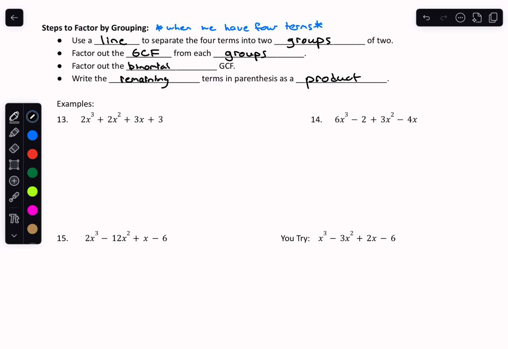All right, so let's do it in number 13. You're going to see it's really just what we were doing before, but we're going to do it in 2 steps. Okay, so step 1 is draw a line down the middle of the problem.